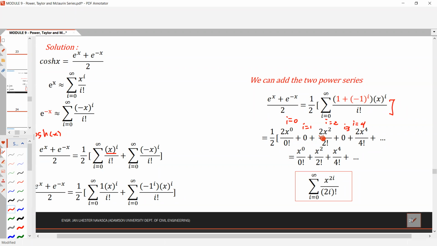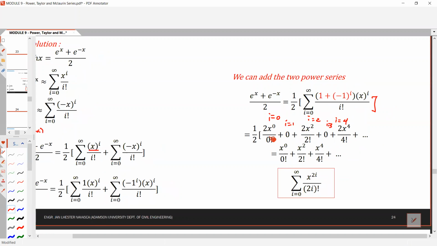Next is if we substitute I equals to 2. Okay, I is equals to 2. Negative 1 raised to 2, that is positive 1. 1 plus 1, that is 2. X raised to 2 over 2 factorial. I equals to 3, ito. And I is equals to 4, ito.